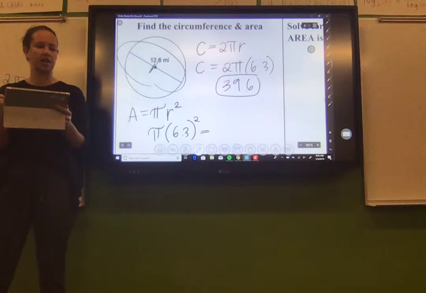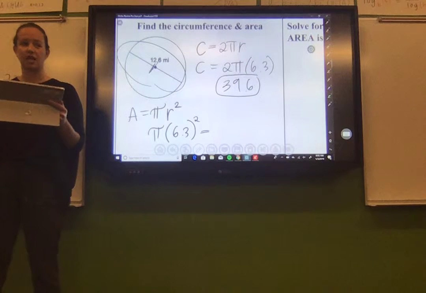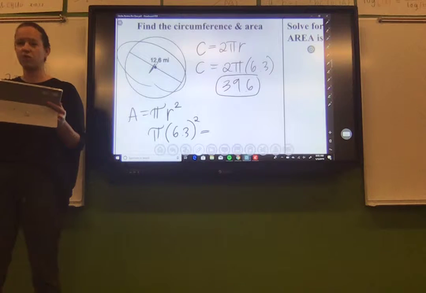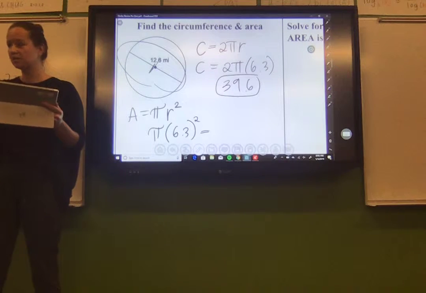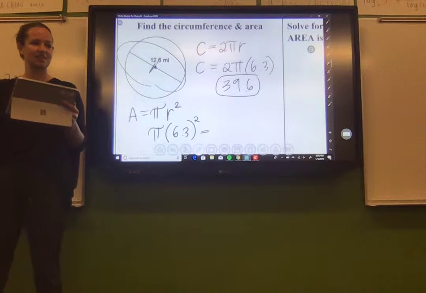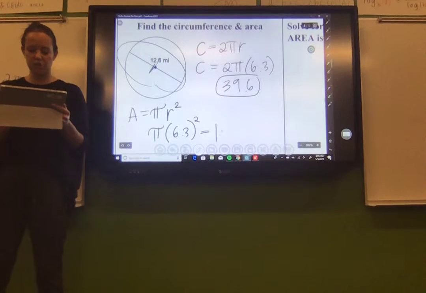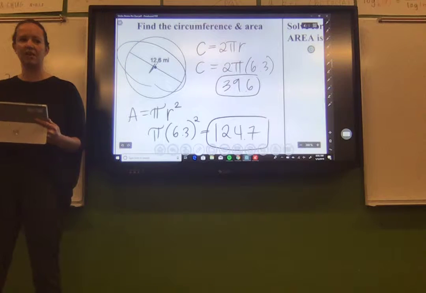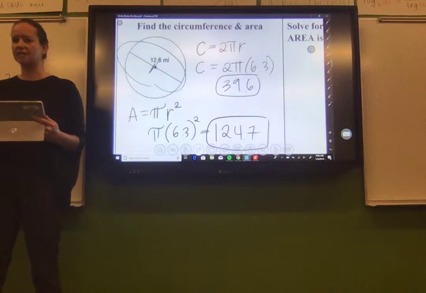What number did you get for area? Give me an answer. 120. 124.7. Any other questions? Did we get that right? 124.7. All right. Questions, comments, concerns about finding area and circumference? Throwing you back to 7th grade.